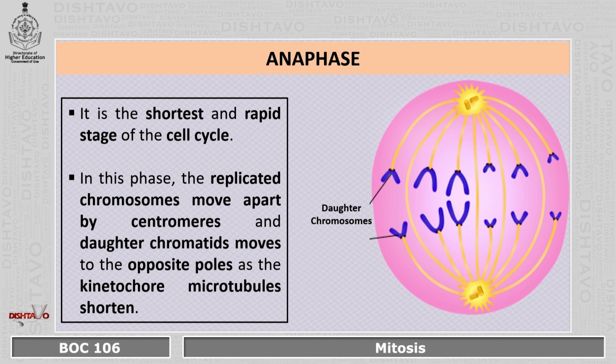The next phase is the anaphase. It is the shortest and the most rapid stage of the cell cycle. In this phase, the replicated chromosomes move apart at the centromeres and daughter chromatids move to the opposite poles as the kinetochore microtubules shorten. The figure shows that the chromosomes are pulled towards the opposite poles and the kinetochore microtubules attached to the chromosomes are becoming shorter.